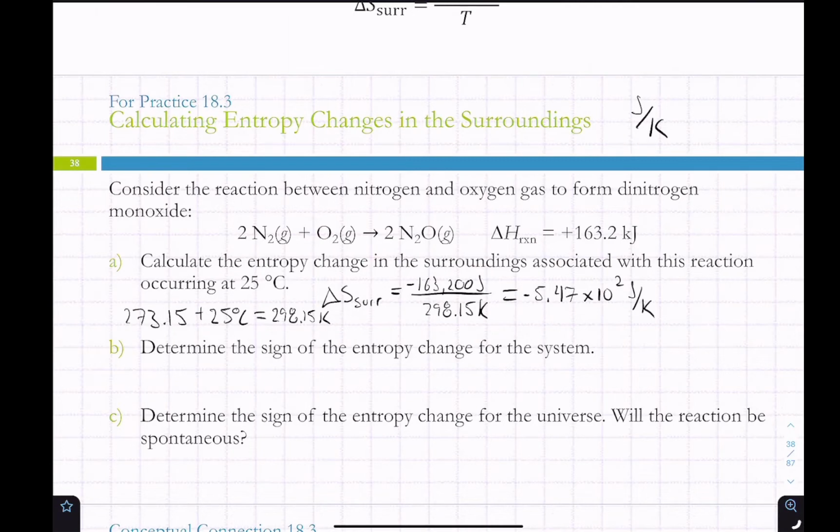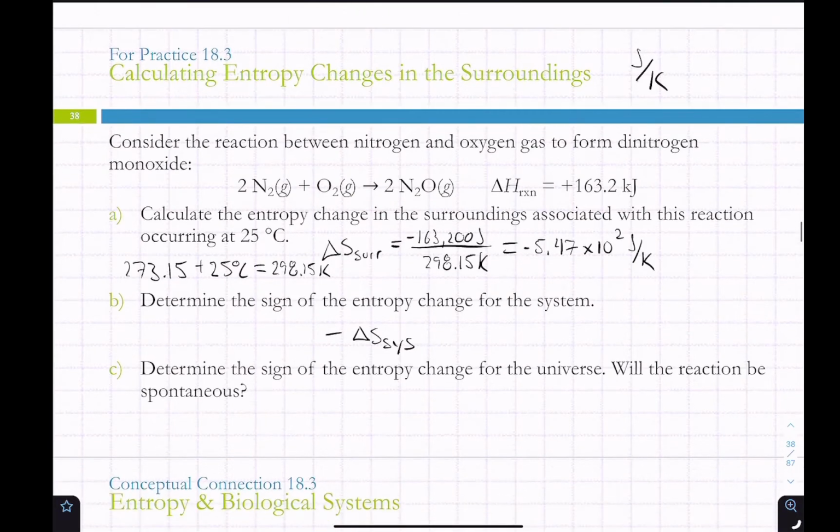So for this, there's a couple things that we talked about so far that change the entropy. One of those would be changing states. Here we're going from gases to gases. The other one is the number of moles of gas. In our reactants, we have 3 moles of gas, and in the products, we have 2 moles of gas. So we're decreasing the amount of gas particles flying around, which would decrease the number of microstates, which decreases the entropy. So the sign, at least, for the entropy of the system would be negative. So you have a negative delta S of the system.